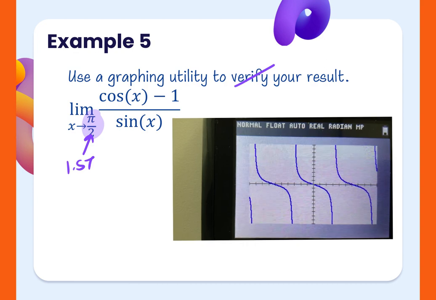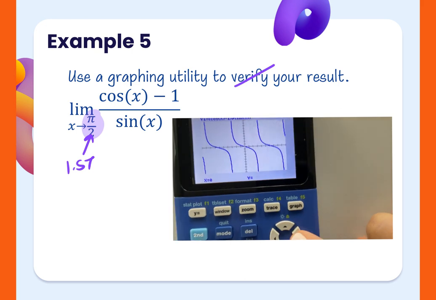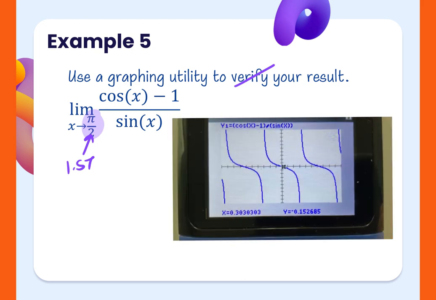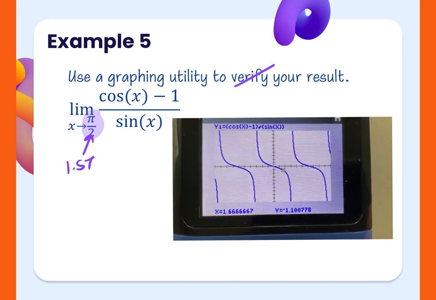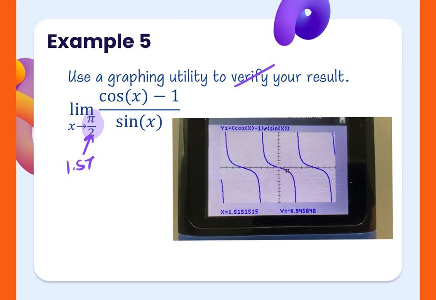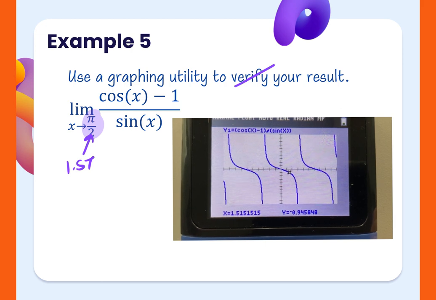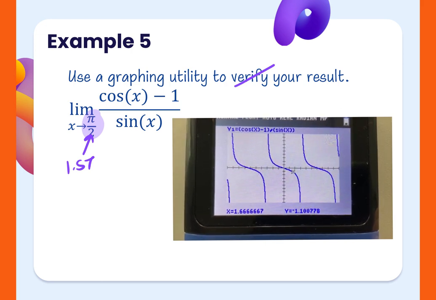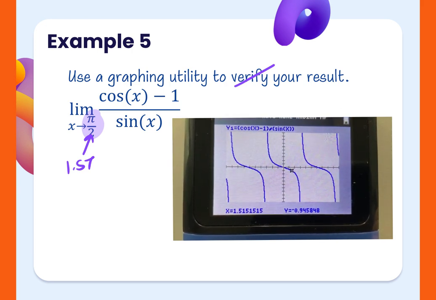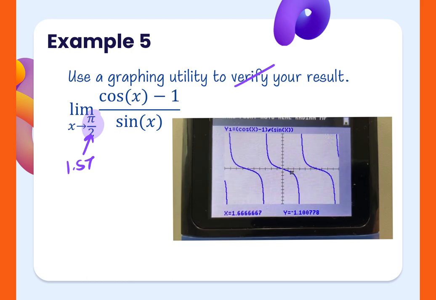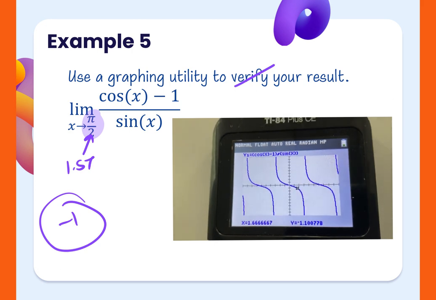If I want to know the limit as x approaches 1.57, I'm going to go back to the trace feature. Trace, I'm going to watch the x values. I want to get close to 1.57, but it's going to skip over it because it's going to be undefined there. So I'm going to keep going. Here I went from 1.51 to 1.667, and my y value changed from negative 0.9 to negative 1.1. So what's in the middle of negative 0.9 and negative 1.1? Negative 1. So that limit value is negative 1.